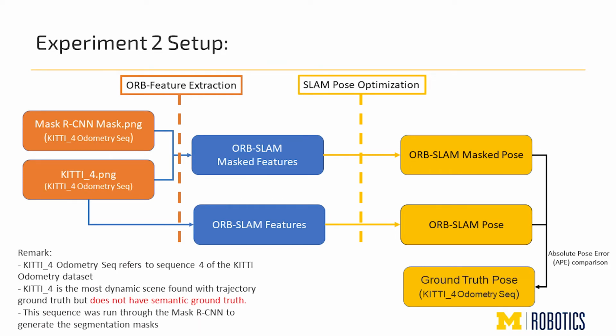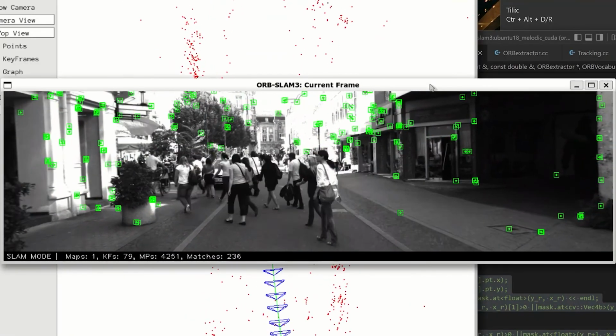In the second experiment, we use KITTI data from the odometry subset, which does contain ground truth trajectory, but does not contain ground truth masks. In this scenario, we utilize our mask RCNN to compare our masked implementation to the original ORB-SLAM implementation. Here is a quick demo video.